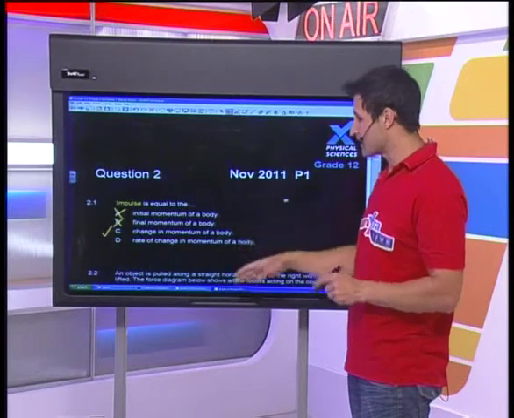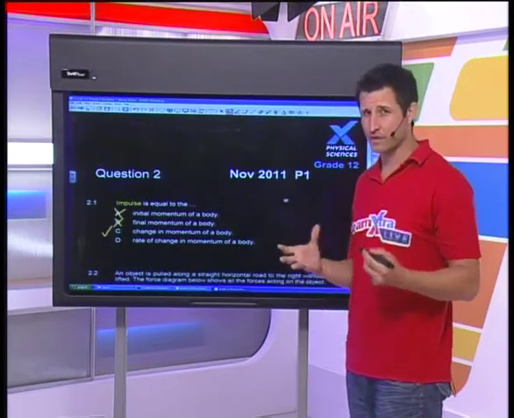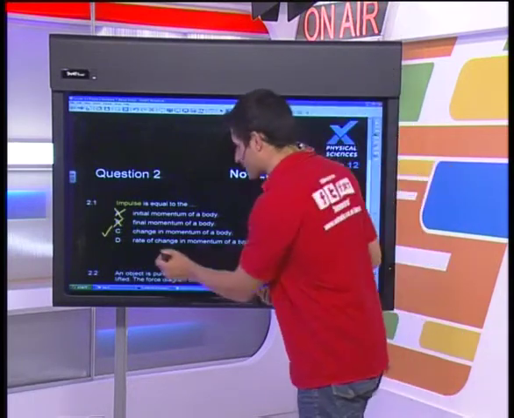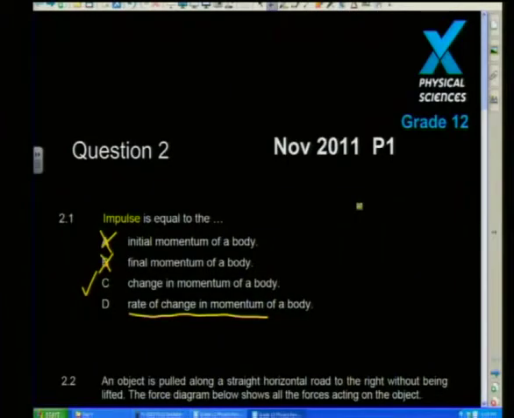The rate of change in momentum of a body. Well, if I'm not entirely sure, what I can actually do is grab my formula sheet and say, okay, rate of change in momentum. Let's actually make a sum which says the rate of change of momentum. Delta P, which is change in momentum, and to make it into a rate, I'll say delta T. But hang on a second. I can find this on my formula sheet.